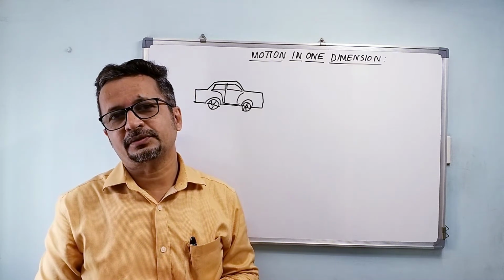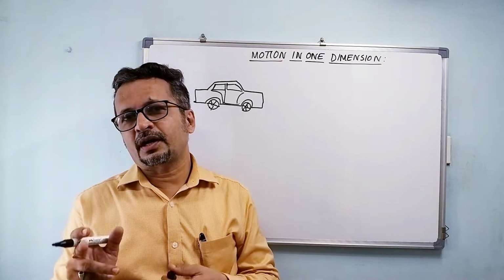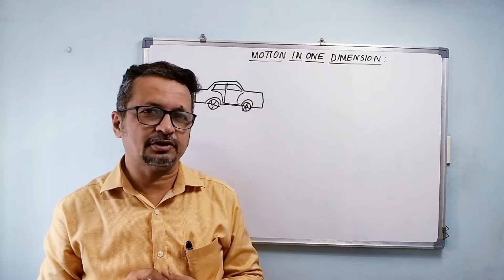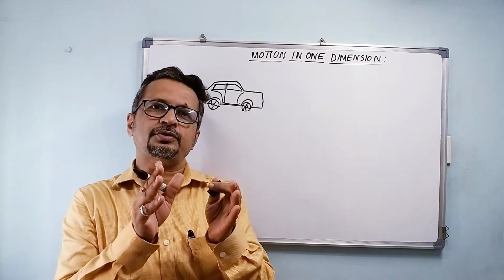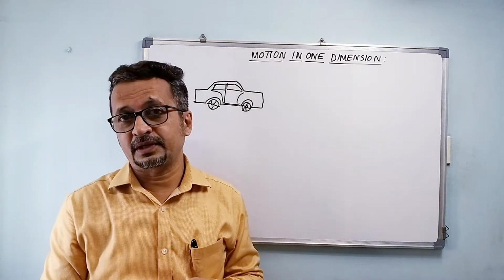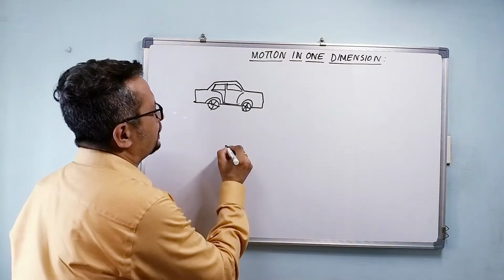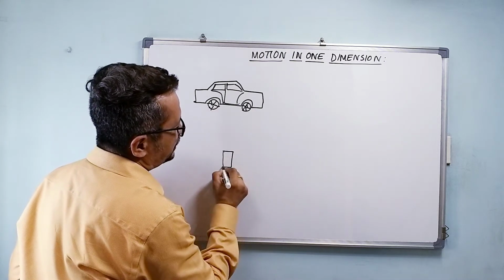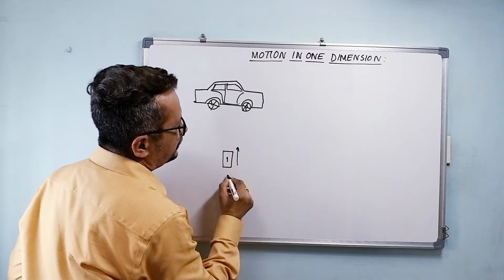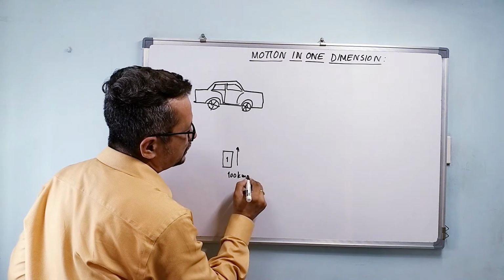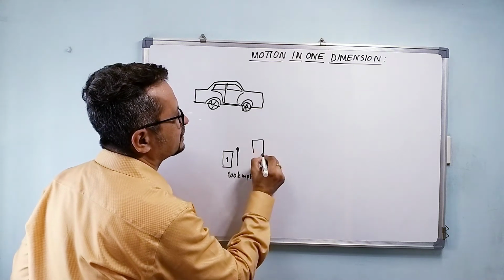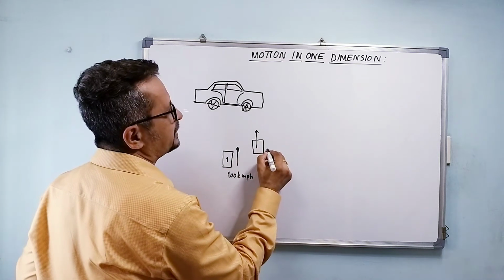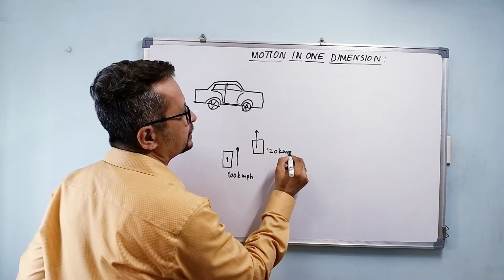Now what does it mean? That means the driver of the other car is driving at a speed which is greater than 100 kilometer per hour. Then how would this man in the first car feel? Let me put in more details here. This first car, car number one, its speed is 100 kilometer per hour, and this second car is moving in the same direction with a speed of, let us say, 120 kilometer per hour.